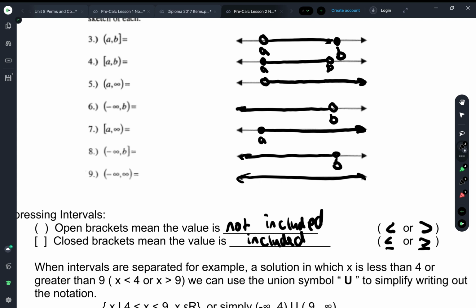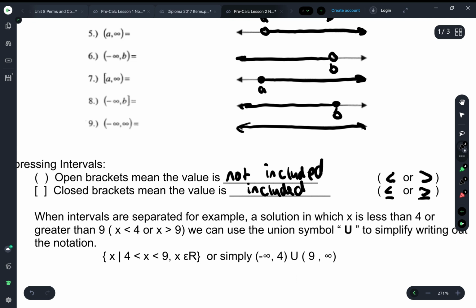Okay, so intervals can be separated. For example, a solution in which x is less than 4 or greater than 9, we can use the union symbol to simplify the notation. So union just means combining them. It's like two separate sets. You can't write it as one smooth set. So for example, negative infinity to 4 and then 9 to infinity. So you write it as a union, it's called. This is just like writing two intervals together. You can do it with 3. If there's a third piece, you could put another union symbol here. But union is putting sets together that aren't overlapping. Questions on that? Nope. All right, let's do a couple here.